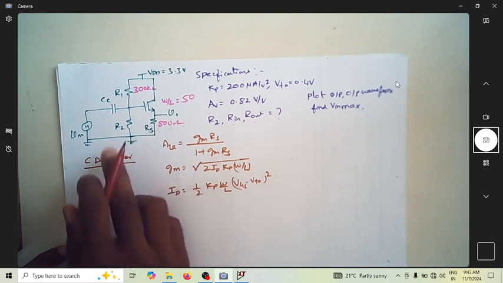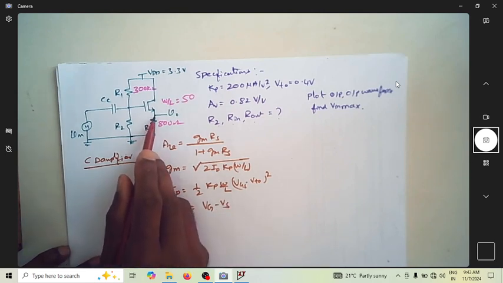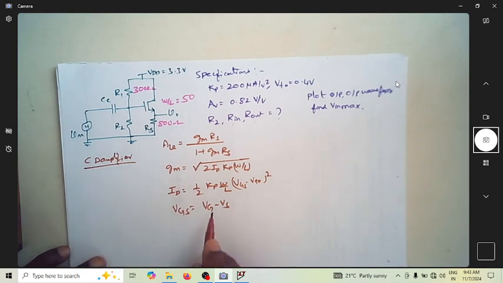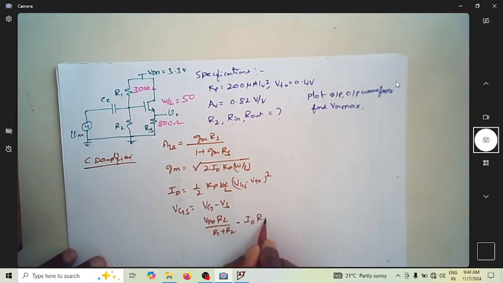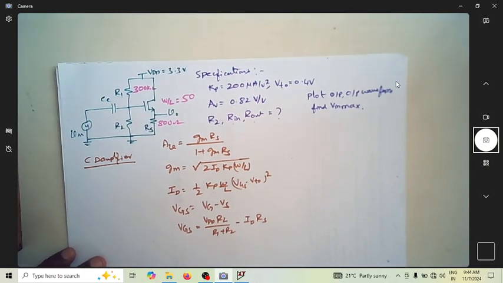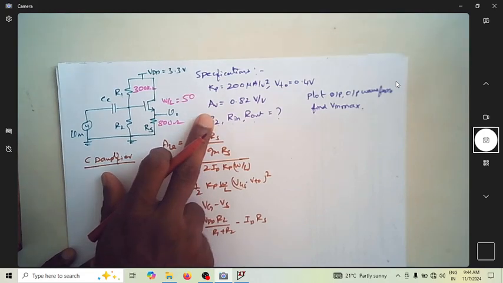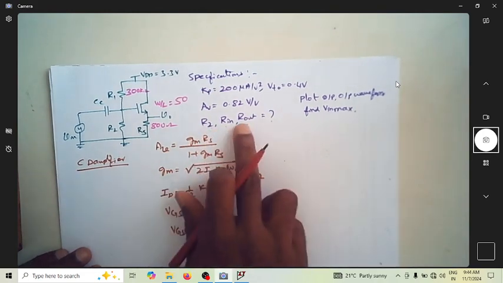And for this circuit diagram, we can write the expression for VGS as VG minus Vs, because the source voltage is not ground, that's why I'm writing it as Vs. The voltage at gate is nothing but VDD into R2 by R1 plus R2. The voltage at source is nothing but ID into RS. So this is equal to VGS. So these are the equations we know, and with the given specifications, using these equations, we shall find these unknown parameters.